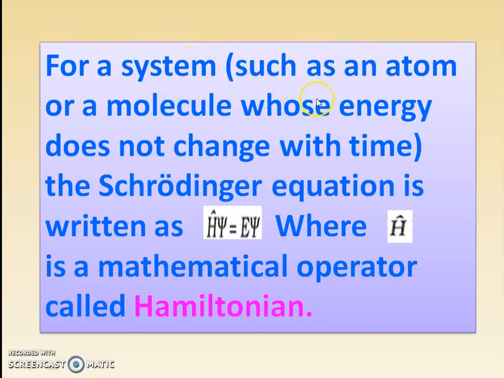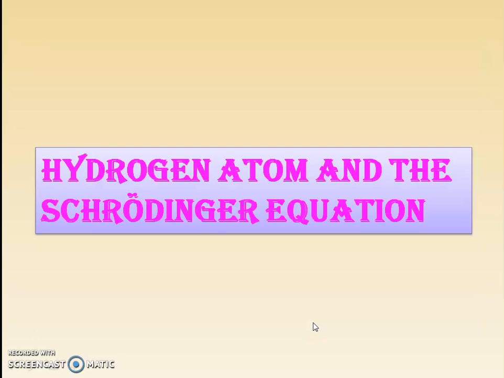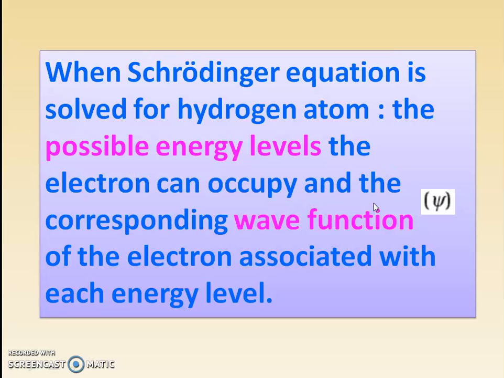For a system such as an atom or a molecule whose energy does not change with time, the Schrödinger equation is written as Ĥψ = Eψ, where Ĥ is a mathematical operator called the Hamiltonian. So this equation is written for an atom or molecule whose energy doesn't change with time. Ĥψ = Eψ, where Ĥ is a mathematical operator called the Hamiltonian. Now we will see the hydrogen atom and the Schrödinger equation for it.